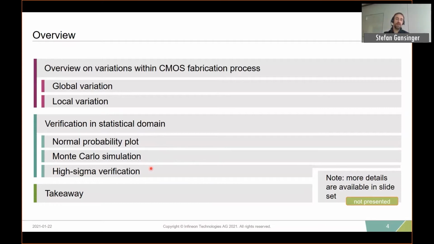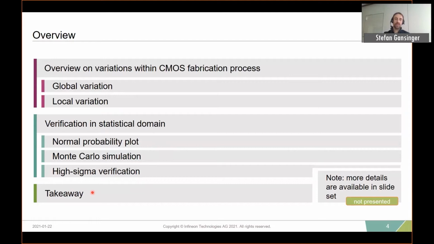You will see that these methods also have some drawbacks, and of course there will be an outlook on what would be a nice solution, so what we need from an analog design point of view. And at the end, of course, there will be a summary and a takeaway slide. I tried to summarize the whole content of this presentation in one slide. I will wake you up when I'm there, because if you have this slide, you get the most important messages, what you should learn.